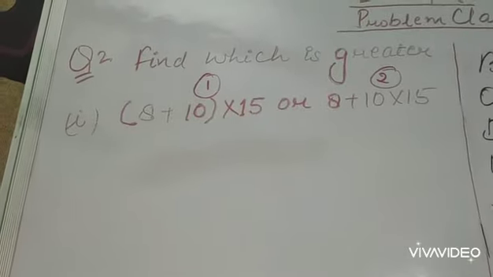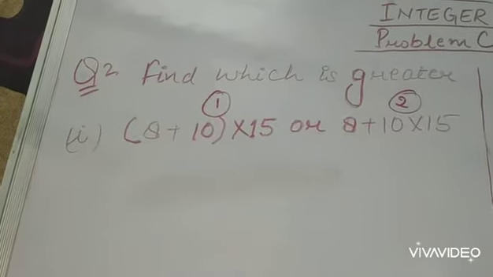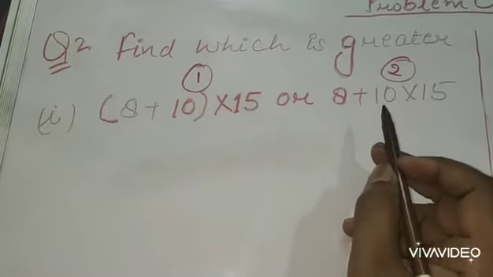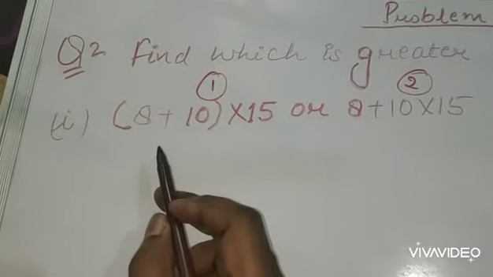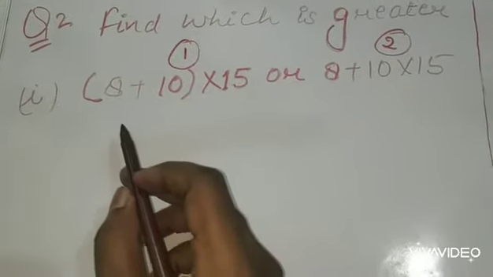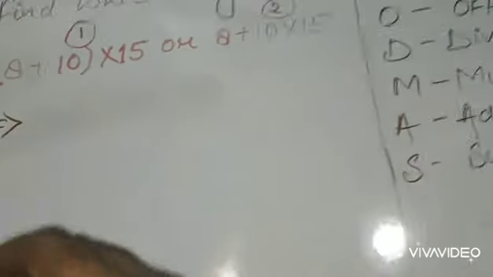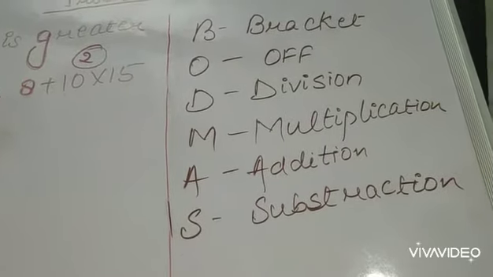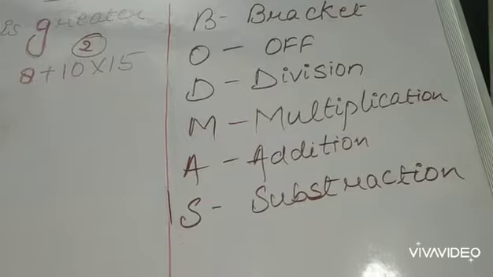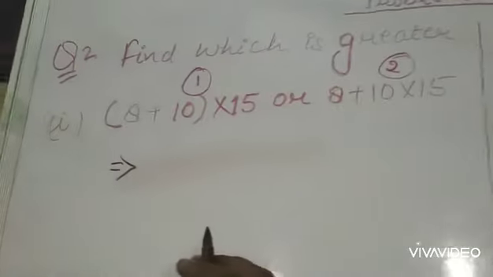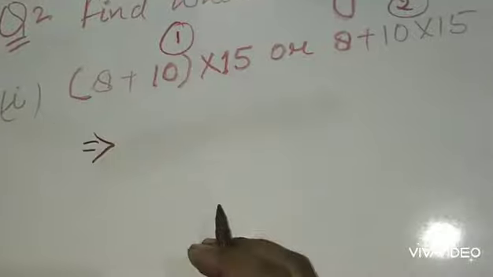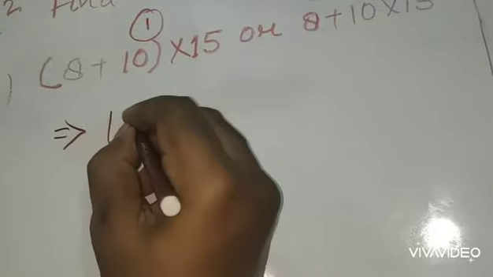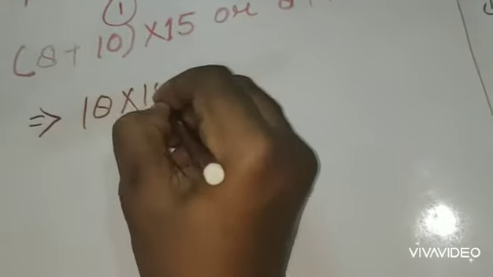Now question two: find which is greater. You have to tell whether the first part is greater than the second, or the second part is greater than the first. We will solve it and see. According to the BODMAS rule, the bracket comes first, then of, then division, multiplication, A stands for addition and S for subtraction. So over here the bracket is coming, so we will first solve the bracket, that is 8 plus 10, that is 18, multiplied by 15.